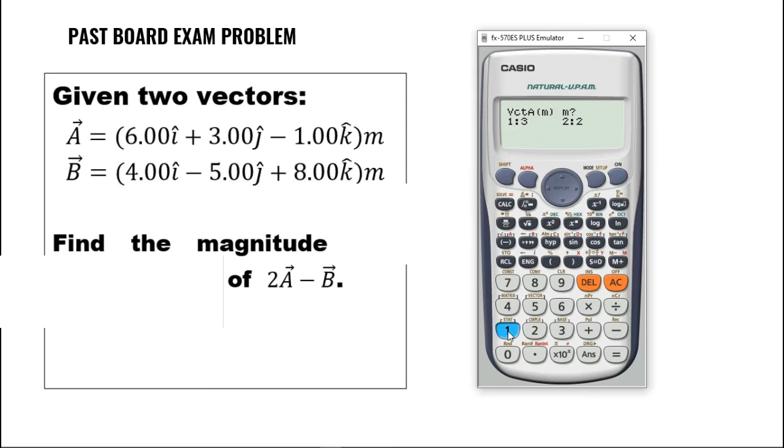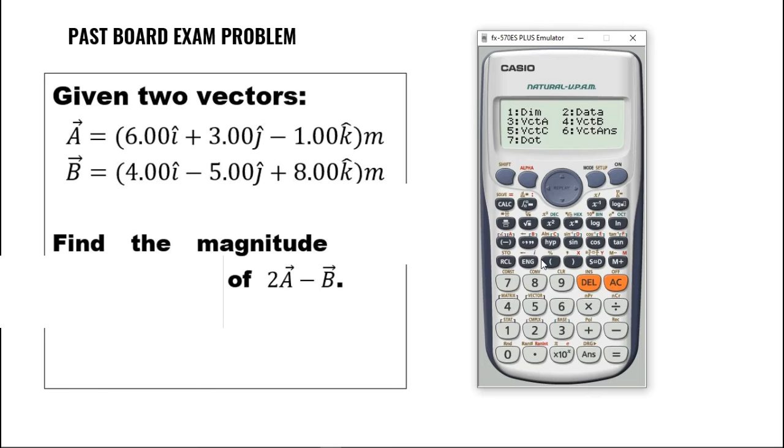So for vector A, you have here 3, because we have 3 components. So I, J, K. So X, Y, and Z. So we have here 6, 3, and negative 1. Then AC lang, guys. AC, then shift vector.